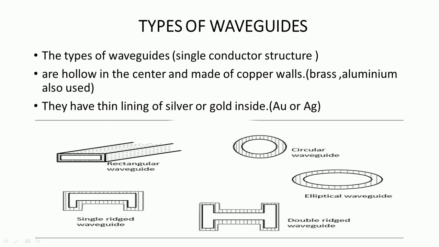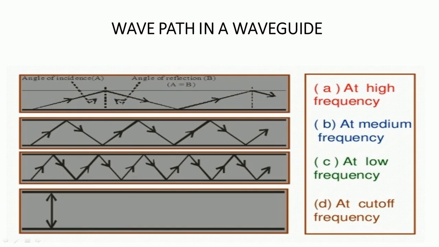There is a rectangular waveguide section, a circular waveguide, elliptical, single dish and double dish waveguide sections. As we define, the waveguides are single conductor structures. Transmission lines are double conductor structures. They are hollow in the center. They are made of copper walls. There is a thin lining of silver or gold inside, as we have already spoken.